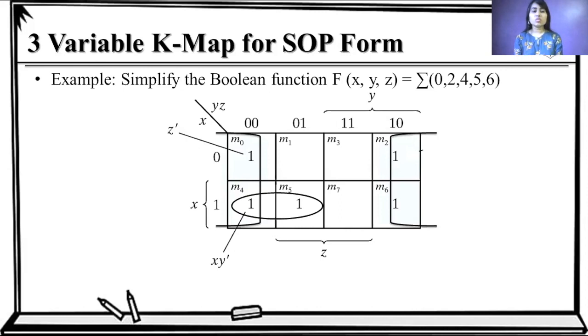Then make a group of the remaining one with 4 and 5. We can overlap any of the elements to make a simplified group. So here we use this 4 another time for the grouping with m5. So we have 4 and 5 in one group, with common terms x and y dash. So the logical function is z dash plus x y dash. This is how we write a logical expression in simplified form using a K-map.